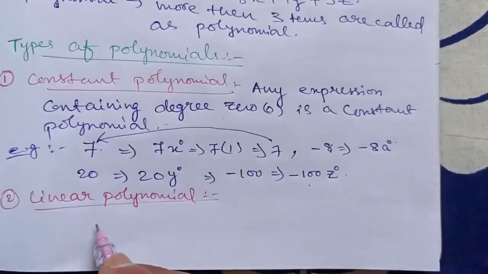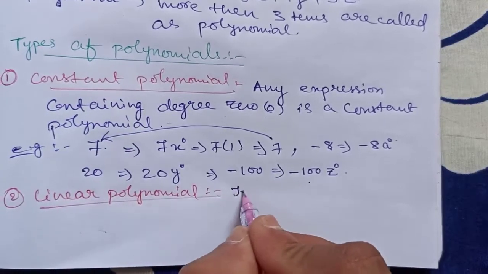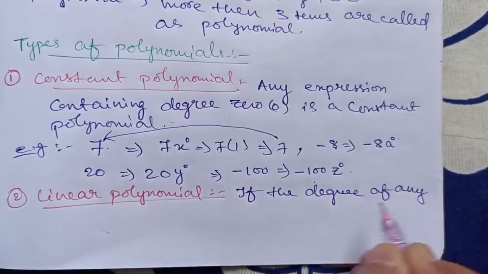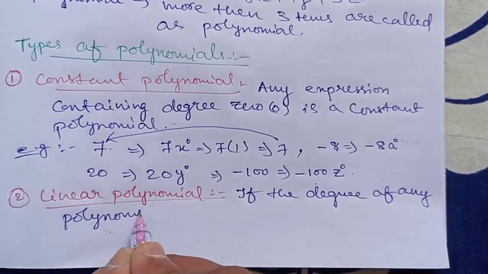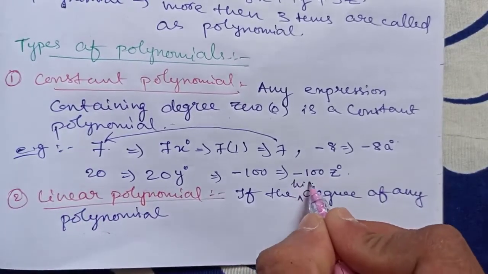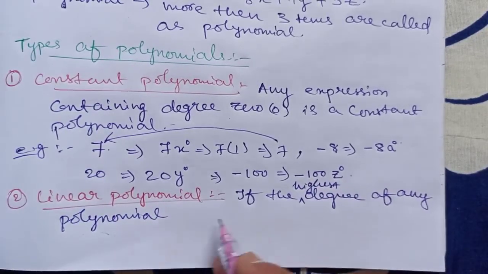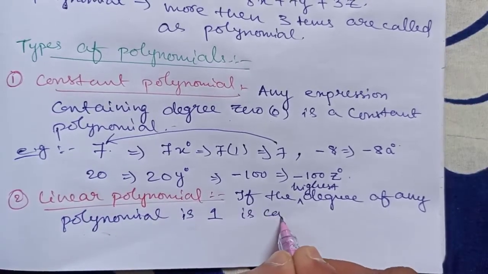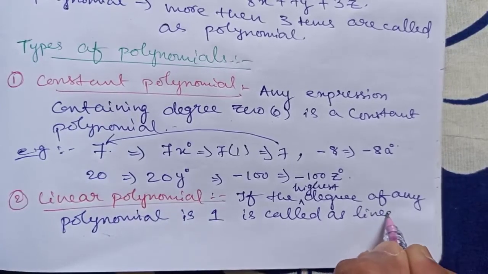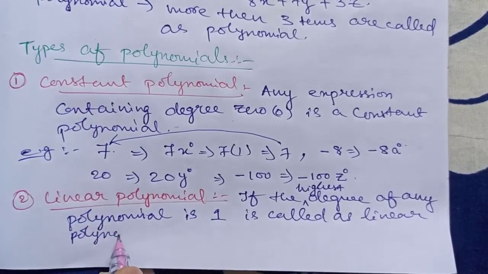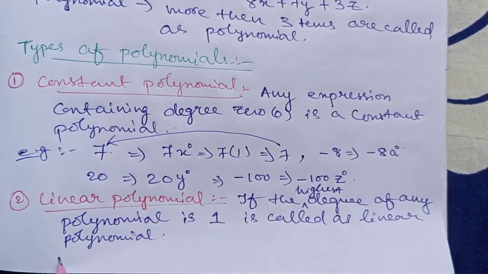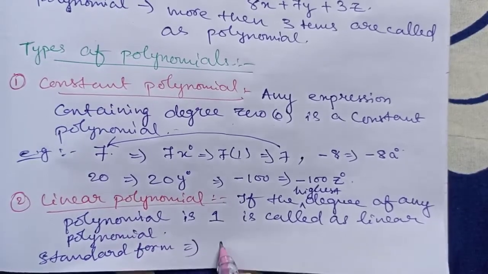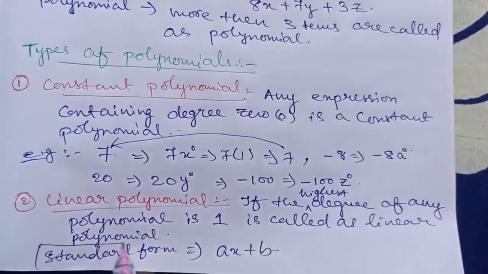Okay. Next is linear polynomial. What is linear polynomial? If the highest degree of any polynomial is 1, it is called a linear polynomial. Okay, its standard form is ax plus b. Its standard form is ax plus b.